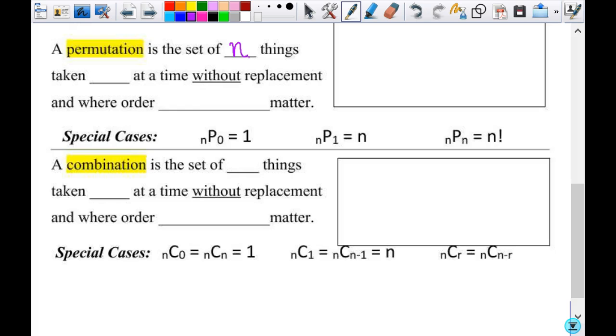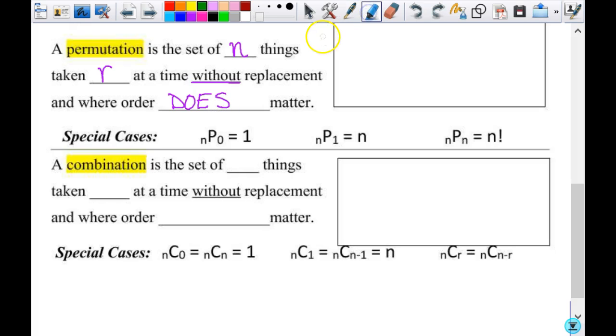All right. A permutation is a set of n things, where n is the total number of things taken r at a time. R is also a number, but it's the number of things we're using. So if I was going to pick a first, second, and third place winner out of the group of y'all, then n is the total number of people in this room. R would be 3 because I got a first, second, and third place. But it's taken at a time without replacement and where order does matter.